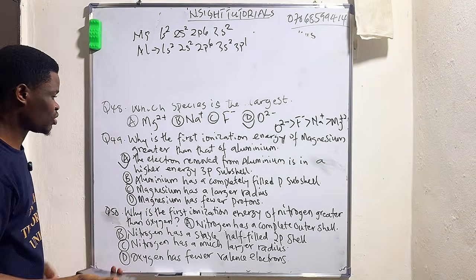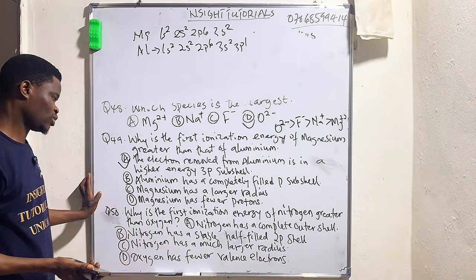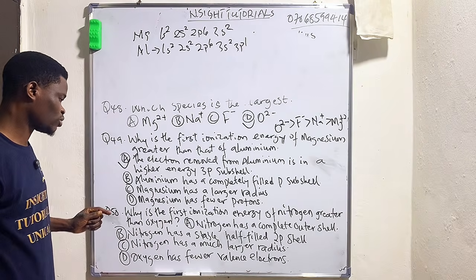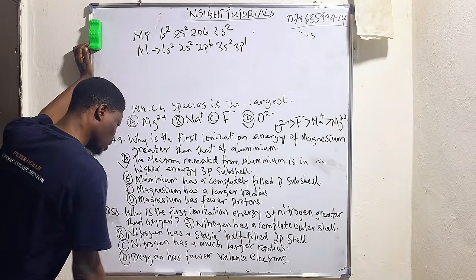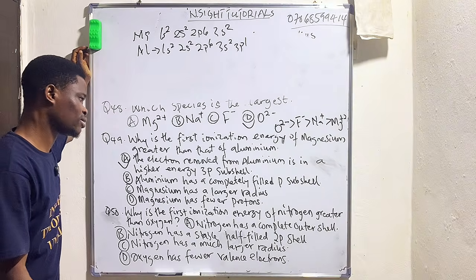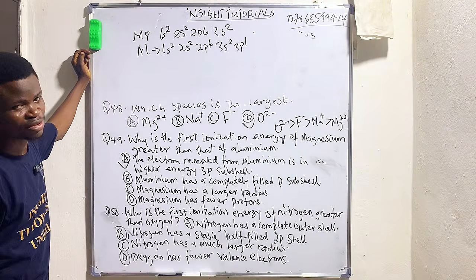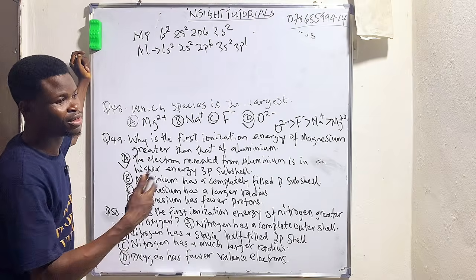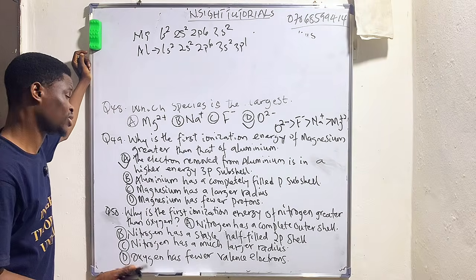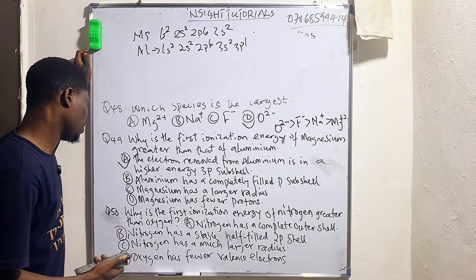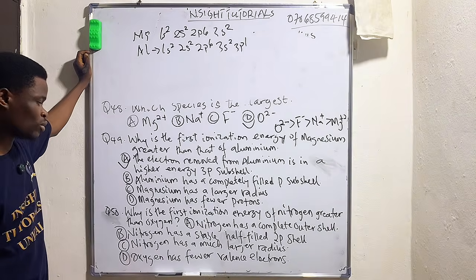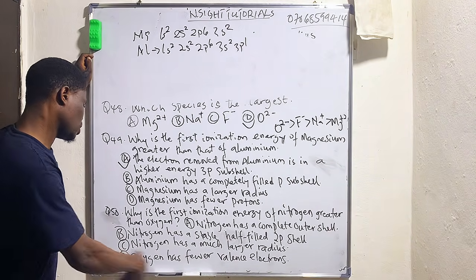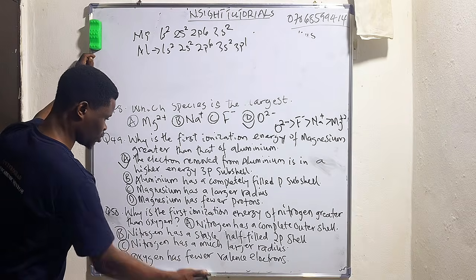Why is the first ionization energy of nitrogen, that's question 50, greater than oxygen? It says nitrogen has a complete outer shell. We know that that's not true because according to the electronic configuration, oxygen does not have an octet state here, so it's not complete. So option A is out. B says nitrogen has a stable half-filled 2p shell. Then that's option C, that's option D.